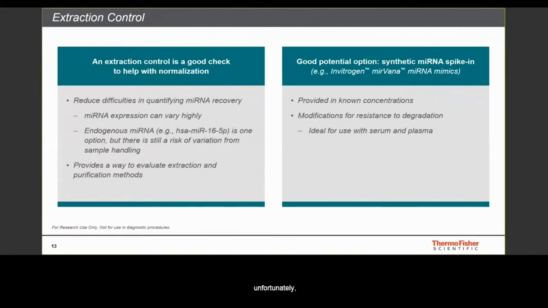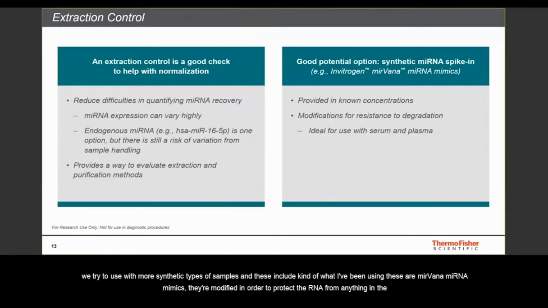Unfortunately, for messenger RNA, a lot of times you can use endogenous messenger RNA as your control. It's pretty stable between donors. But for microRNA, this isn't as useful or as consistent. And so for microRNA, we try to use more synthetic types of samples. What I've been using is our mirVana microRNA mimics. They're modified in order to protect the RNA from anything in the sample that could degrade it, which makes it ideal for use with serum and plasma. So you can spike it into your sample and then monitor it all the way through to the PCR detection.